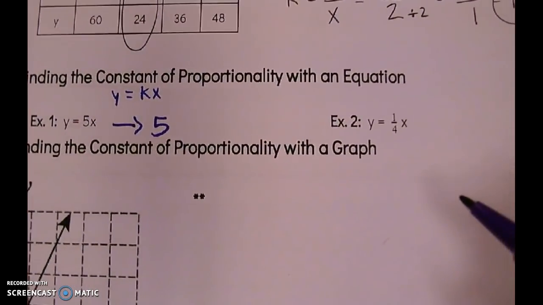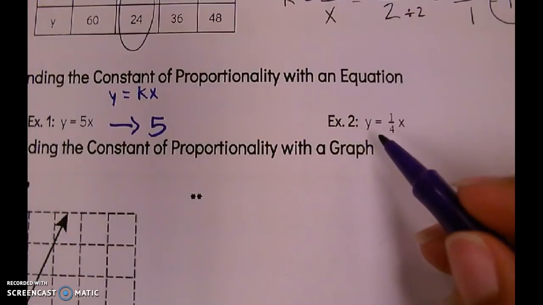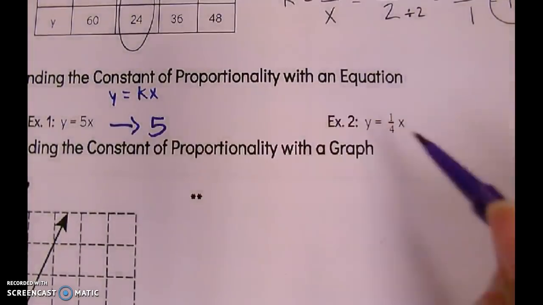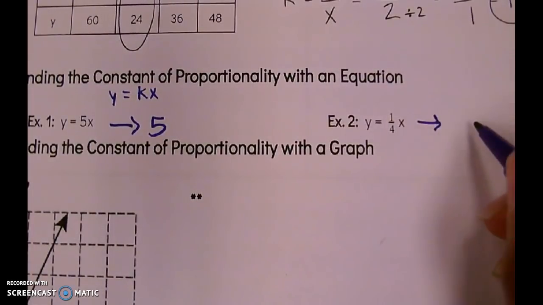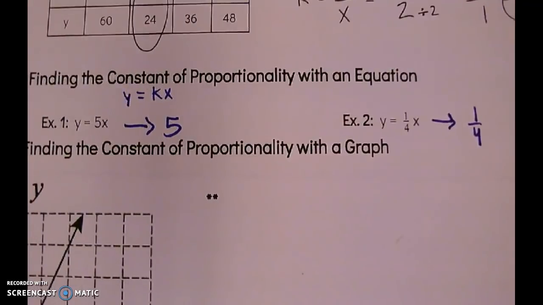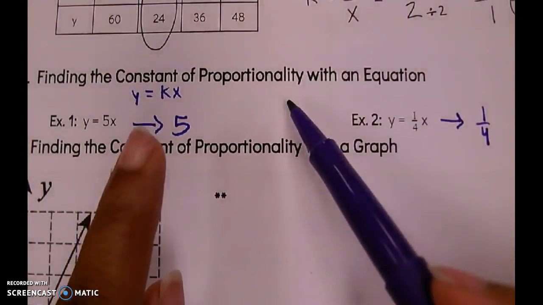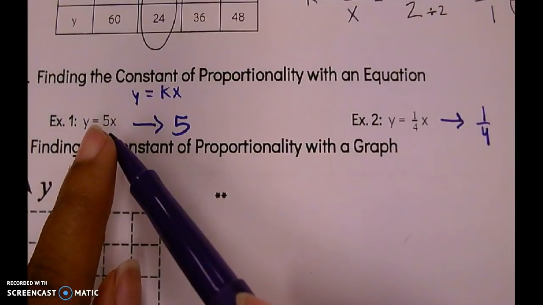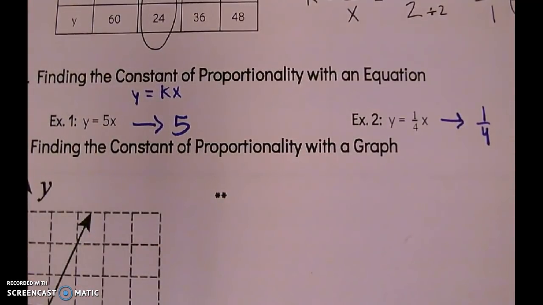Okay? And if we look at this problem, the constant of proportionality, or the number holding the place of k here, is 1/4. Now this is only when we are solving for the constant of proportionality within an equation, when we're just looking at an equation. Now let's go to the next step.